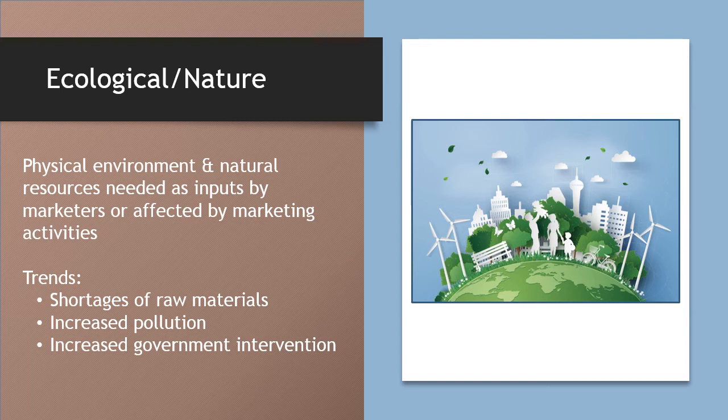So marketers should be aware of several trends in the natural environment. The first involves growing shortages of raw materials. Firms making products that require scarce resources face large cost increases, even if the materials remain available. The second trend is increasing pollution. This can become a social cultural concern and affects the desirability of the marketing offerings. Third trend is increased government intervention in natural resource management. The governments of different countries vary in their concern and efforts to promote the clean environment.